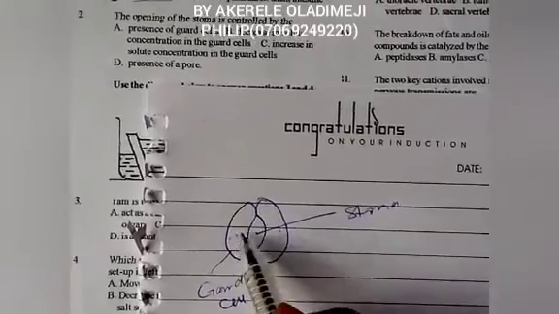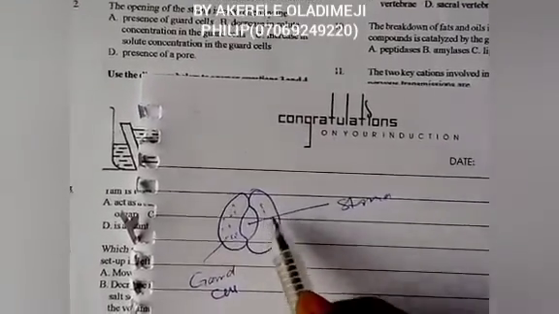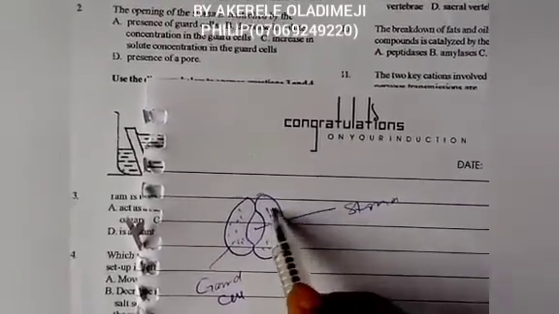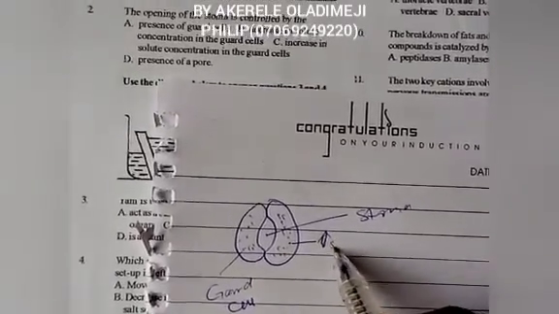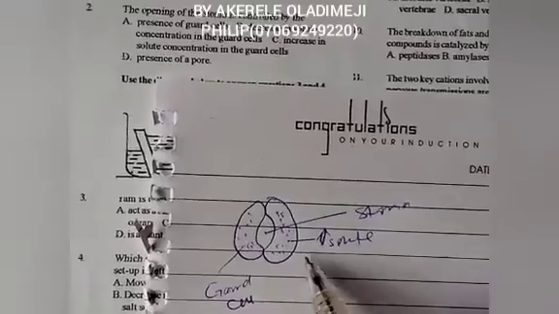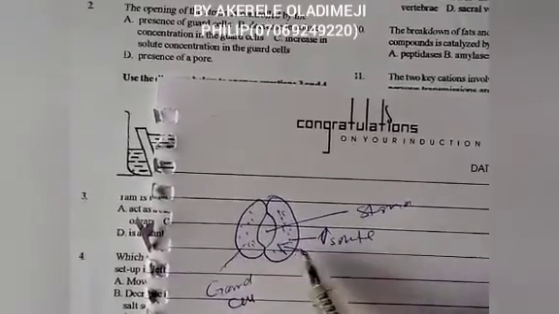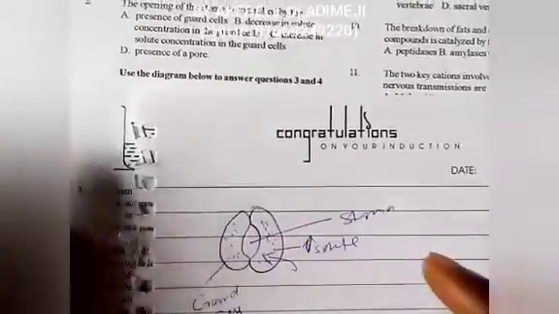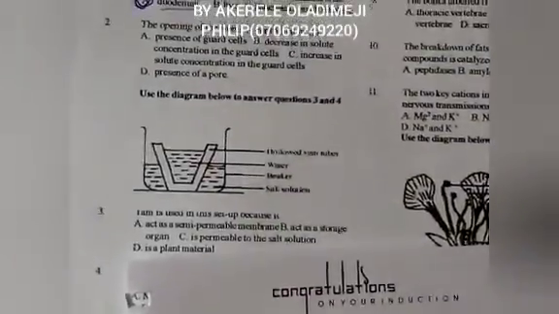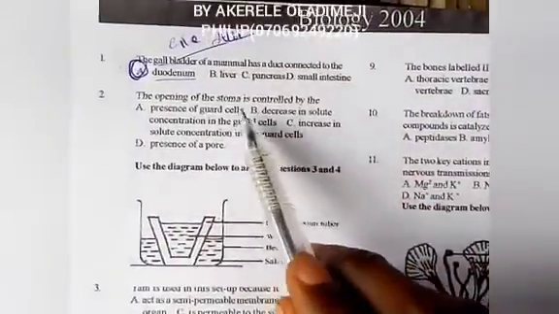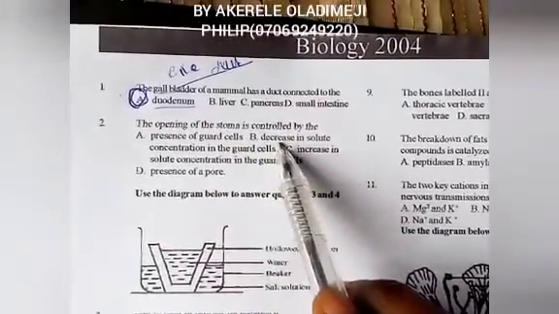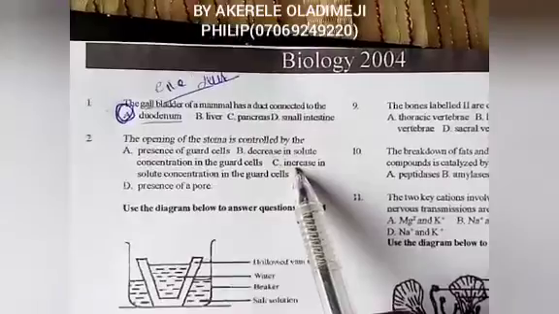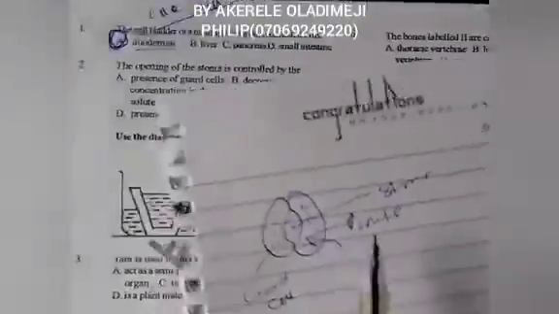Now, how it operates is that when there's high solute here, it will suck in water by what? Osmosis. When it's sucking water, it swells up, then it opens. So the opening of stoma is controlled by the presence of guard cell, no. Decrease in solute, no. Increase in solute, yes, from what I just showed you.